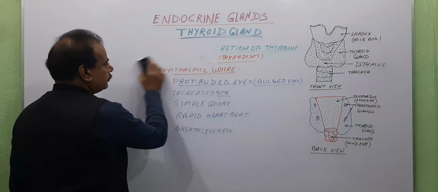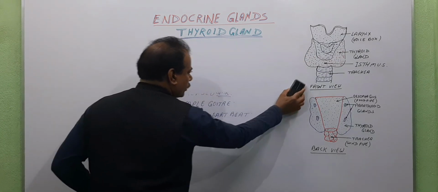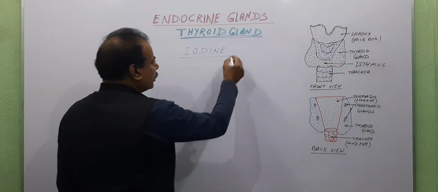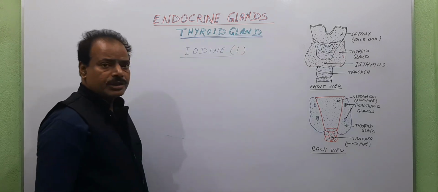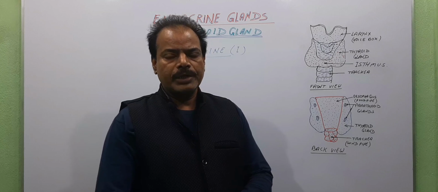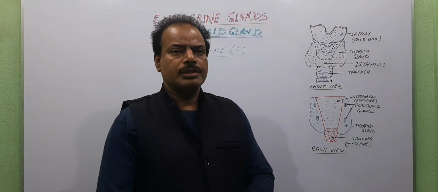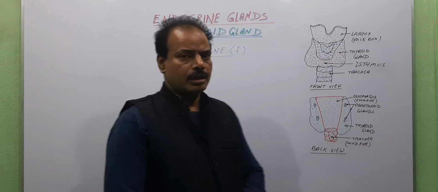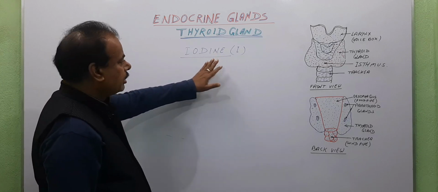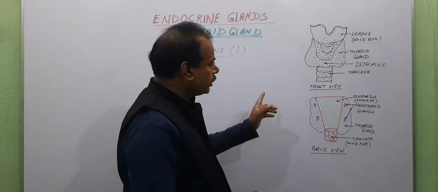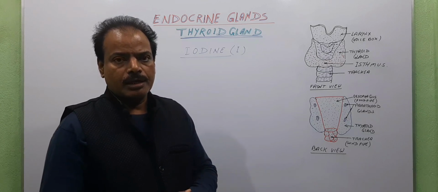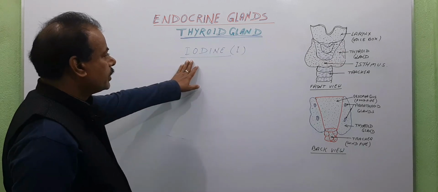After it, the important role of iodine. Iodine is the major constituent in the formation of thyroxine. That's why it is recommended that iodized salt should be taken by us in our daily diet, so that it helps in formation of thyroxine and it prevents different types of diseases such as simple goiter, cretinism, and myxoedema. So iodine is the major constituent.